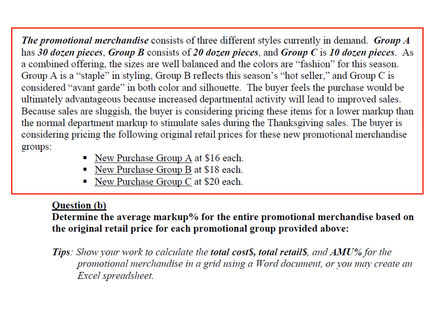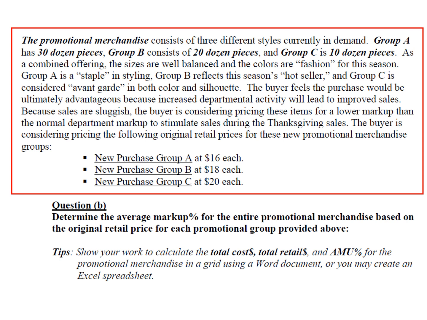As a combined offering, the sizes are well balanced and the colors are good, so they're going pretty well. Group A is more staple in styling. Group B is pretty hot and trendy, and group C is more avant-garde, which means more fashion forward, a little bit risky items. So the buyer feels the purchase would be ultimately advantageous because they look good in styling, which will probably lead to improved sales even if you apply the normal departmental markup percent.